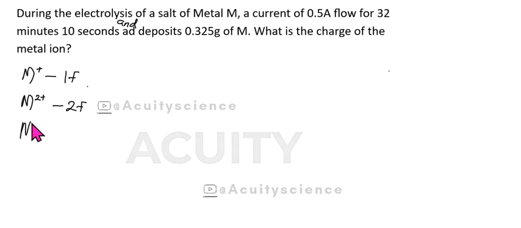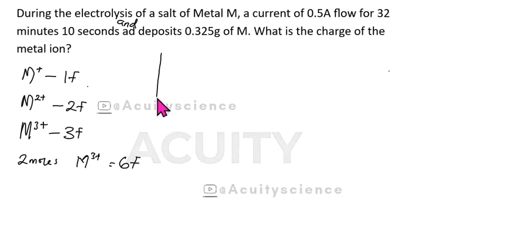3 plus: to discharge 1 mole of a metal of charge 3 plus, you need 3 farad. So if you want to discharge 2 moles of a metal that has a charge of 3 plus, you would need 3 farad for each times 2, you will need 6 farad. That's how it works. So let's apply that here.